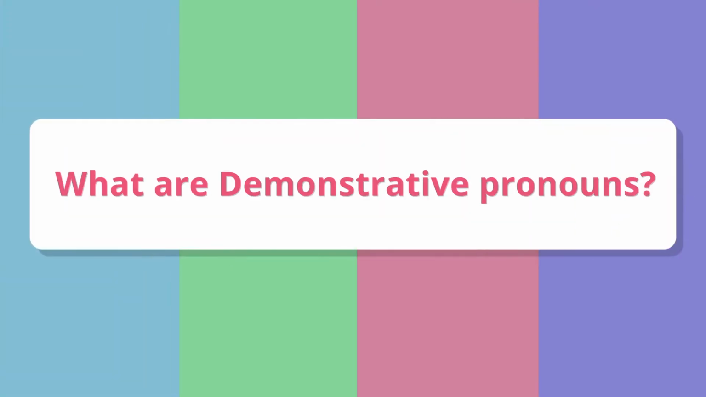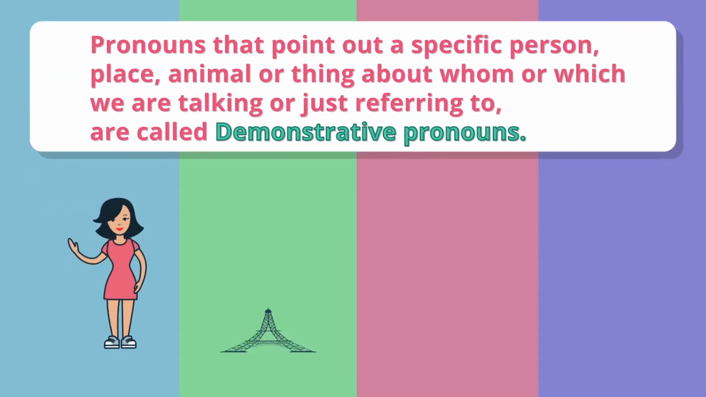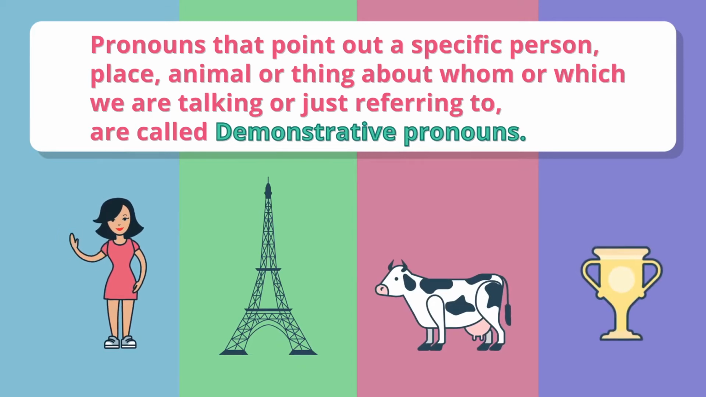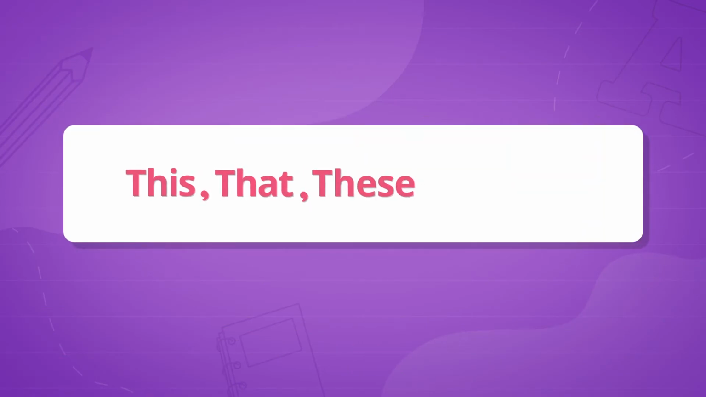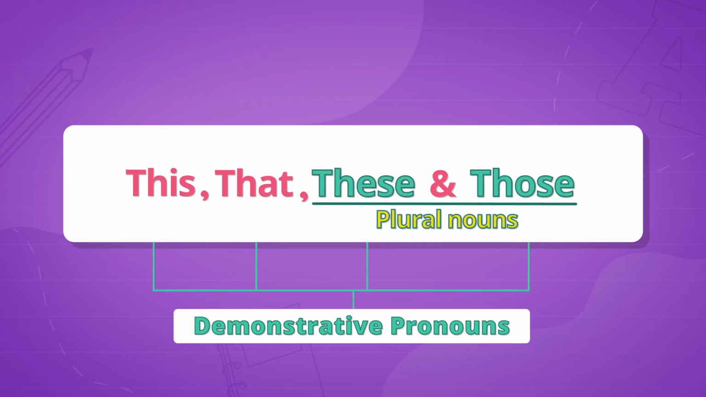What are demonstrative pronouns? Pronouns that point out a specific person, place, animal or thing are called demonstrative pronouns. For example, the words this, that, these and those are demonstrative pronouns. This and that refer to singular nouns and these and those refer to plural nouns. Suppose these words are immediately followed by nouns, then they act as demonstrative adjectives by describing the nouns.